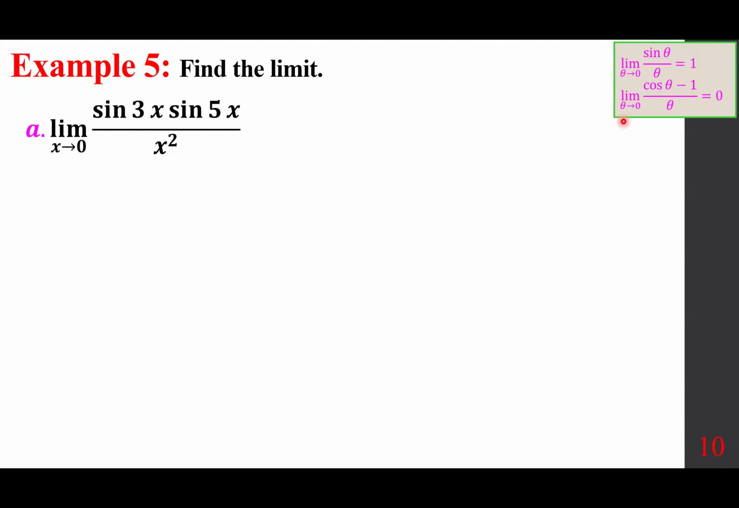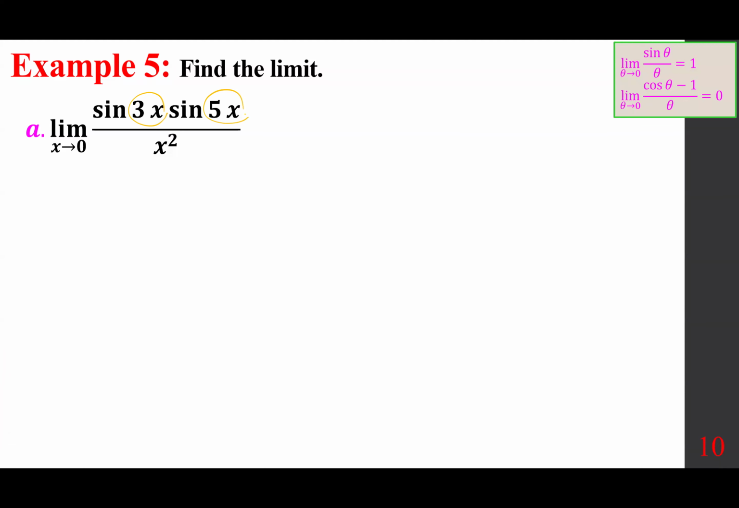So we notice everything is sine, at the top and the bottom involves x. So we have to make it look like either this or that. And it's clear we can make it look like that. But bear in mind, if you have an argument, you can't change the argument of sine, okay? 3x is 3x, 5x is 5x, they cannot be changed.